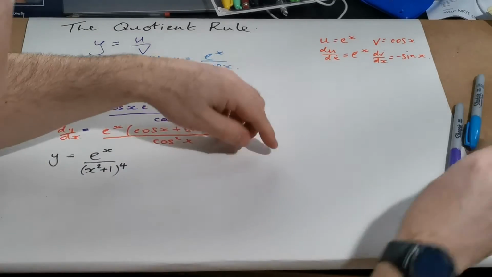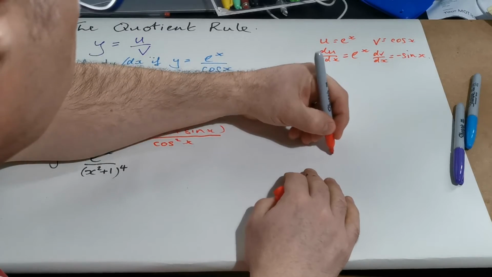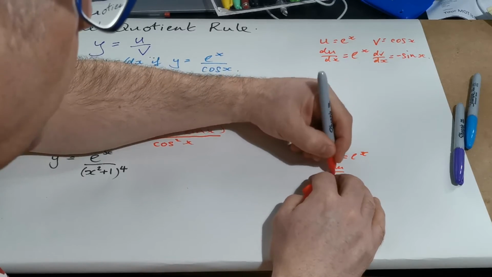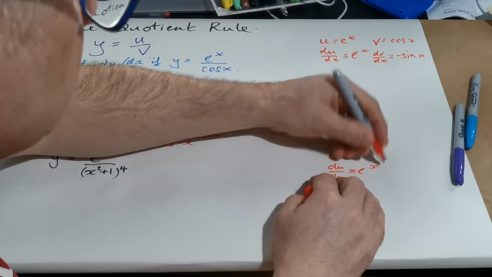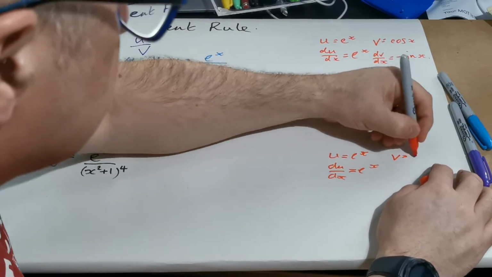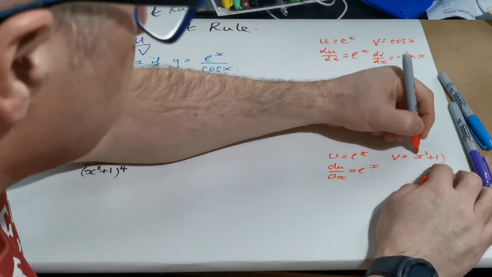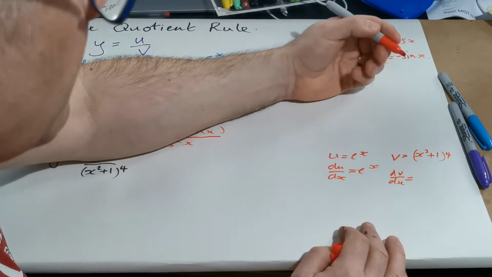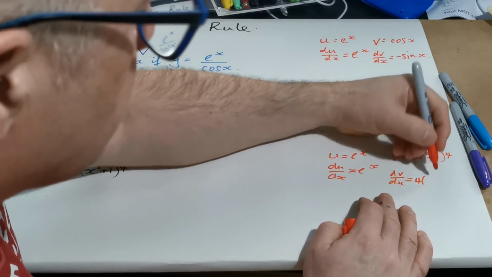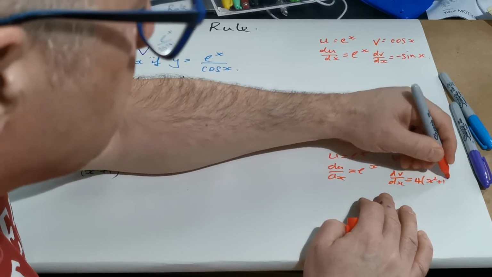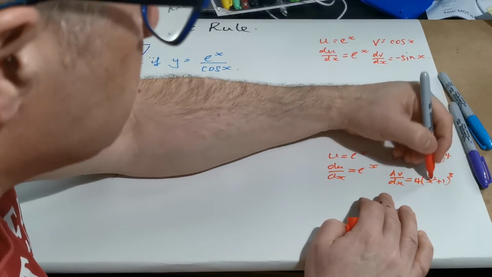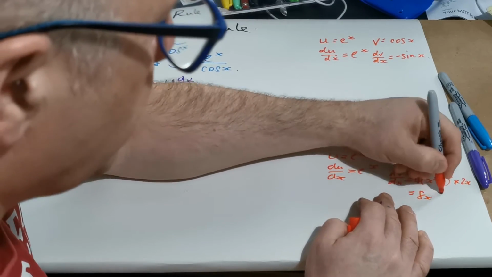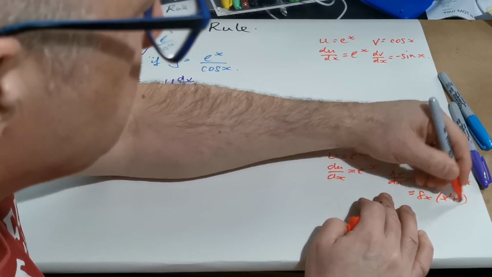So again, go to my side panel and I would say u is equal to e to the x, so du by dx is also equal to e to the x. Well, it's one of my favourite functions. v is equal to x squared plus 1 to the 4, and we're going to need to use the chain rule to differentiate that. So I'm going to say that's 4 times x squared plus 1 to the 3 times the differential of the inner function, 2x. So that would be 8x times x squared plus 1 cubed.